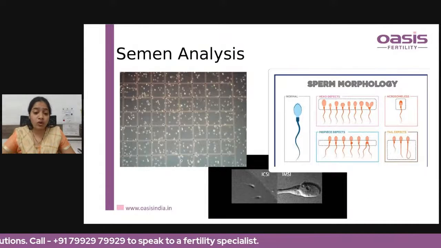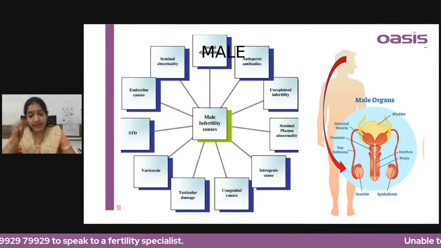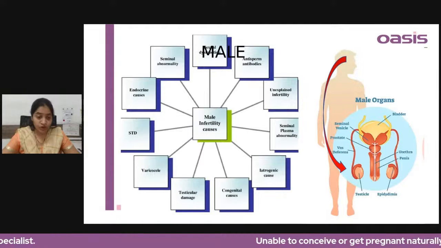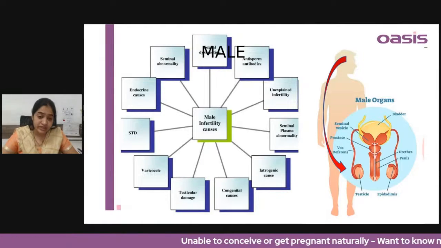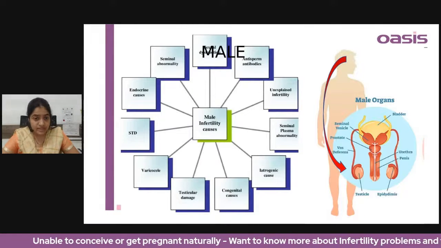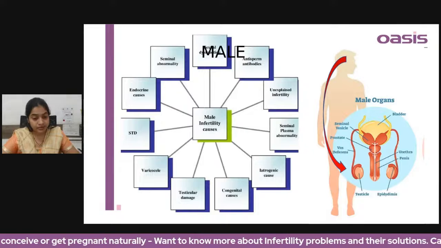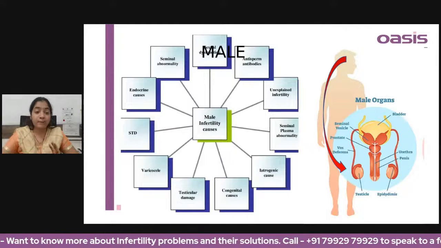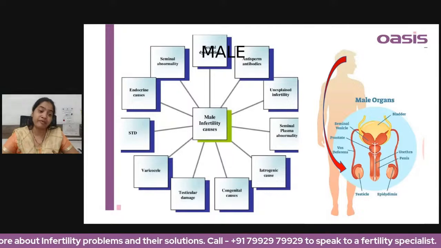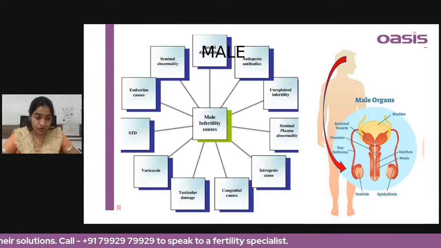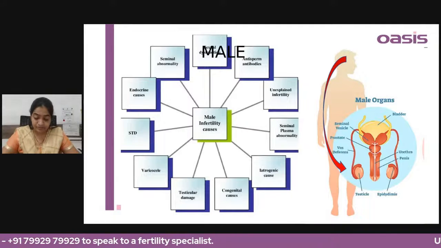Now, what are the causes of male infertility? There can be azoospermia, oligozoospermia, sexual dysfunction, and varicocele, grade 3 or grade 4 varicocele. There can be obstructive and non-obstructive types. These are the different male factors, which contribute 30 to 40% of the causes in the infertile couple.